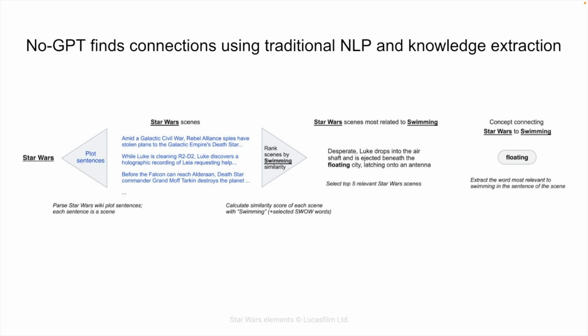The system searches over all the plot summary sentences to find the ones that have the highest semantic similarity to the product. Then within the plot summary sentence, it finds which individual word has the highest semantic similarity to the product word. Here, that's floating, a concept relevant to swimming and to the planet Bespin in Star Wars.